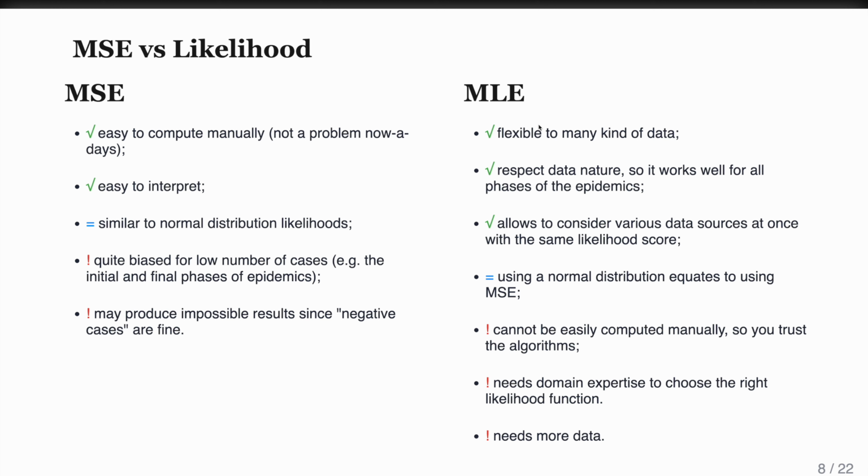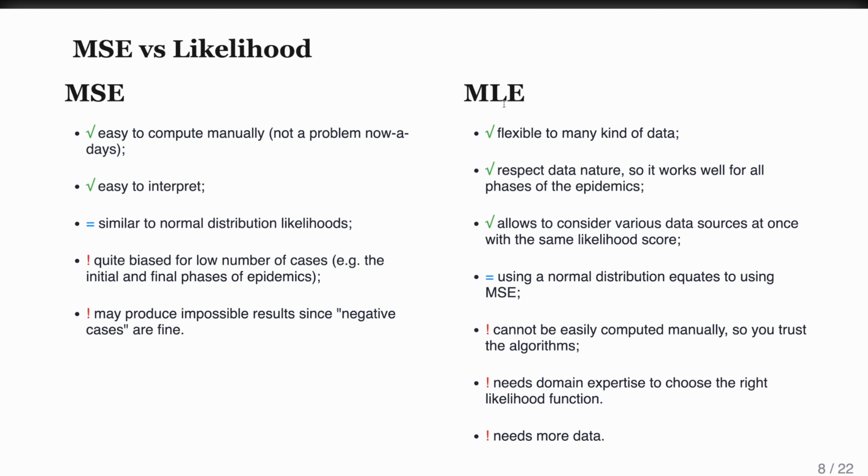What is the difference between the two methods? Well, the MSE is easy to compute manually. It's also quite old historically. You can do it really just by hand. Therefore, it's also easy to interpret. But it has the problem that it can be quite biased in the initial or final phases of epidemics, because cases are integer numbers, and this means that our model will not work well when you are so close to zero. Also, for this method it's totally fine to have negative cases, which of course is not realistic.